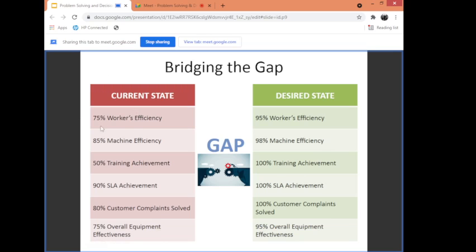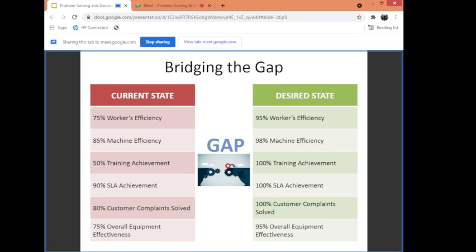I'll give you an example. Current state, 75% worker efficiency. Maybe you're going to bridge the gap between 75 and 95% worker efficiency. You want to reach this level. 85 machine efficiency, 98 machine efficiency, for example. This is just an example, no? This is not true data or true numbers or figures. 50% training achievement, 100% training achievement, or maybe 90% SLA, service level agreement. You want to serve all the customers 100%. If you are not able to serve your customer, that's a problem, right?